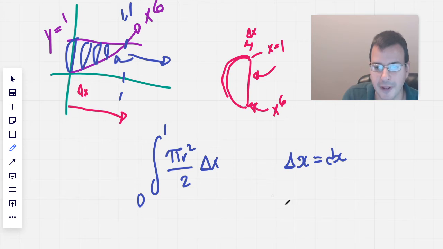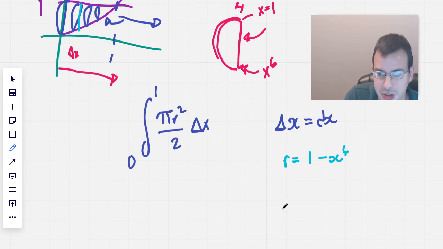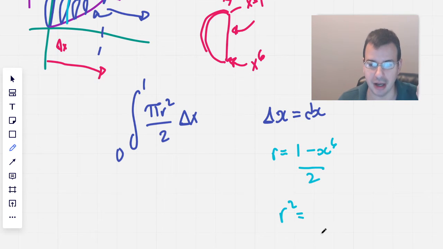Maybe, probably is. And then r is going to be right here, it's going to be this distance right there. So we're going to subtract the top minus the bottom. The top one is 1, the bottom one is x to the 6th. Oh, that's the diameter from the top to the bottom. So to get the radius, we're going to divide it by 2. Excellent. We really don't care about r as much as we care about r squared, because that's what we have right there.